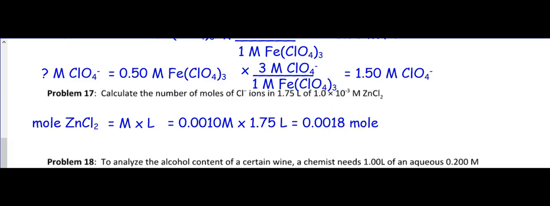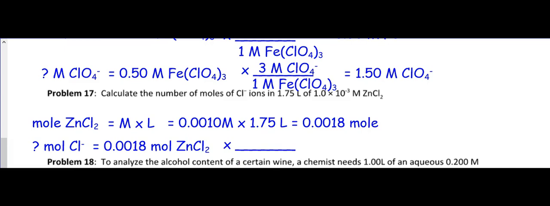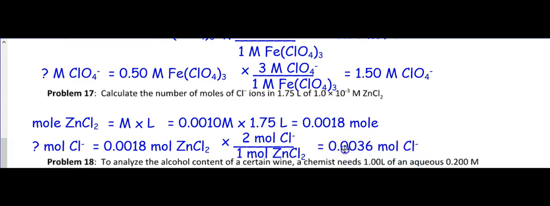So now what? That's how many moles of zinc chloride I have. That's not what they're asking you for. They're asking you for how many moles of chloride ions do I have. So I'm going to start with 0.0018 moles of zinc chloride. And now what? Well, I'm going to do this. For every 1 mole of zinc chloride, how many moles of chlorine do I have? Well, what's the subscript of chlorine? It's a 2. So I'm going to put 2 on top. So what am I going to do now? I'm going to multiply, and that's what I get. So notice by factor labeling, I answer my question.